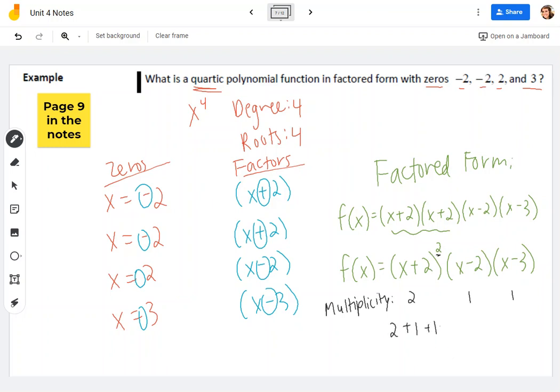So if we add those up, we get 4, which was the degree we had to start with up here. So that makes sense. We end up with 4 roots.